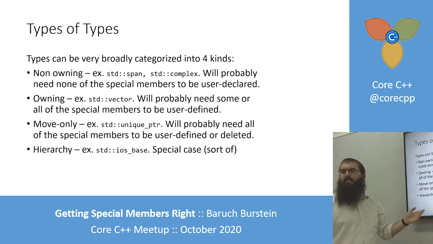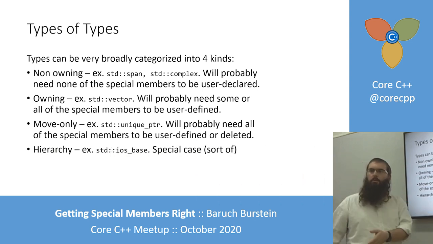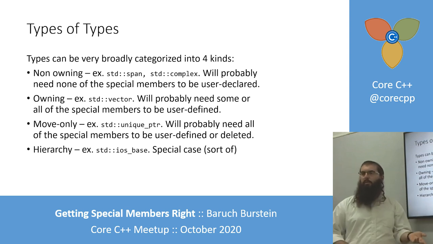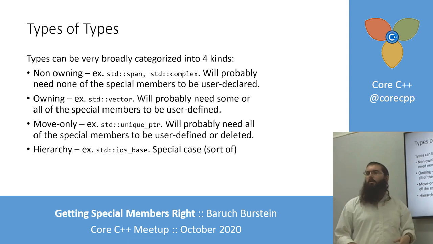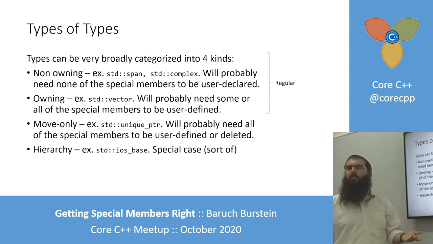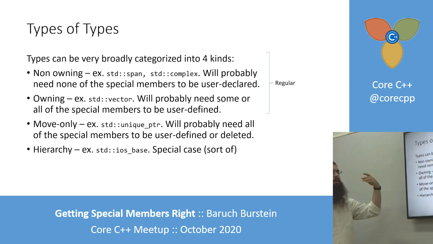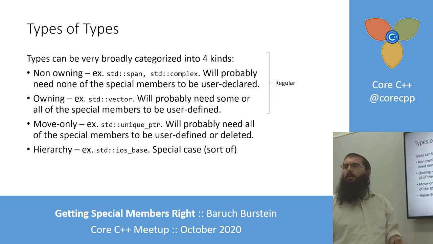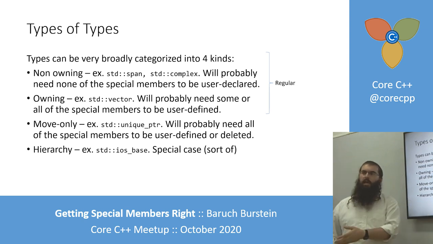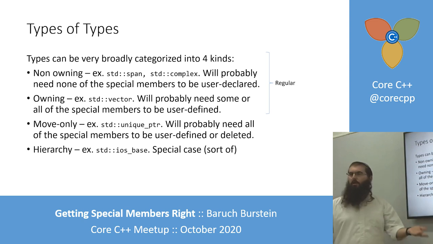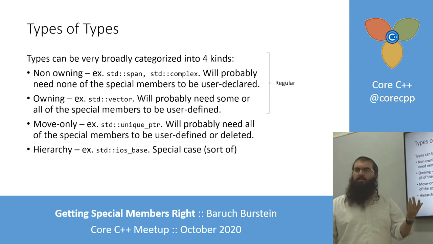And last is objects that are part of a hierarchy, such as iostream base or anything like that. They are sort of a special case. We'll briefly touch on them and then we'll look more at them for the rest of this talk. Non-owning and owning are sometimes called, for instance in the C++ guidelines, regular objects. Regular just means that it behaves like an int. If you have object A and you assign it to object B, or you copy it to object B, A and B are now equal to each other. You can compare them, and they are also separate from each other.